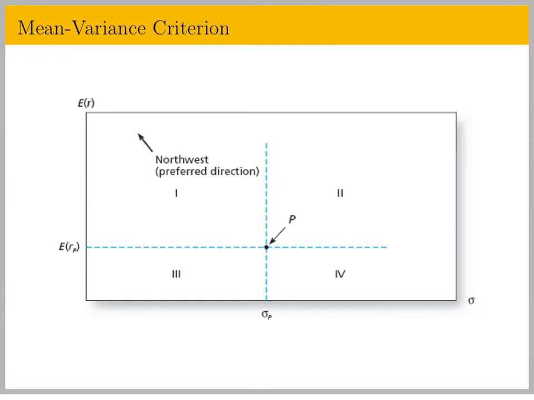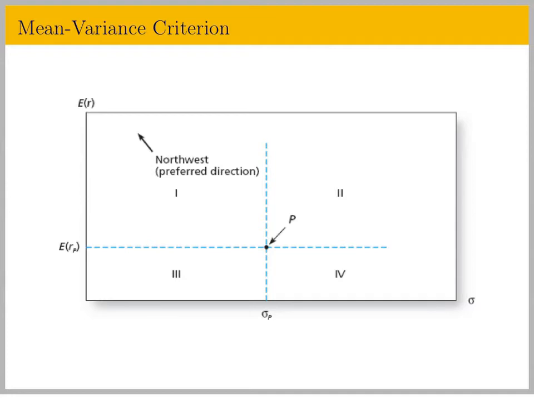Now this picture depicts the trade-off between volatility and expected return. So plotting values of volatility on the x-axis, that is sigma on the x-axis, and expected return on the y-axis, we begin with some portfolio P that has expected return mu sub P and volatility sigma sub P.